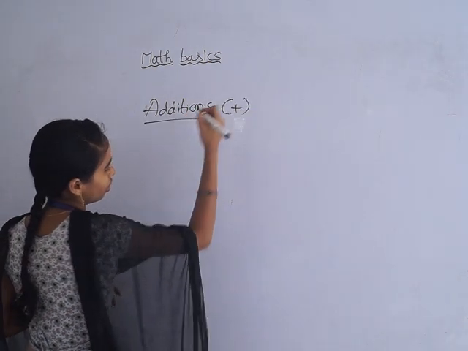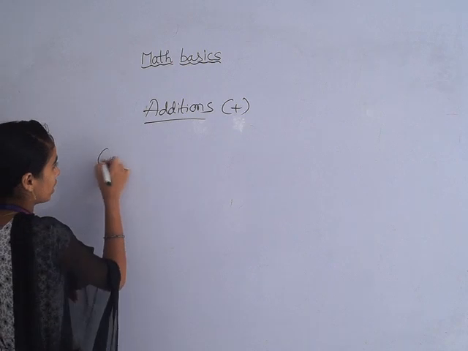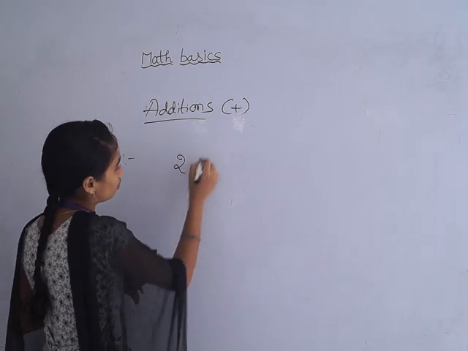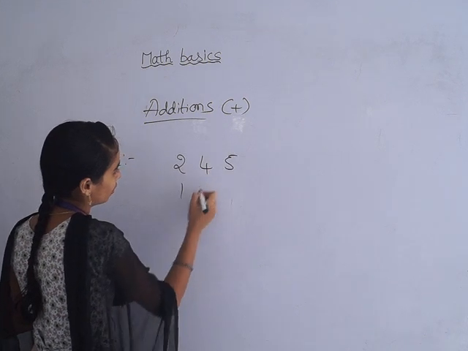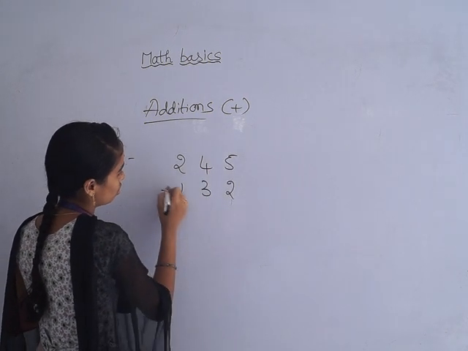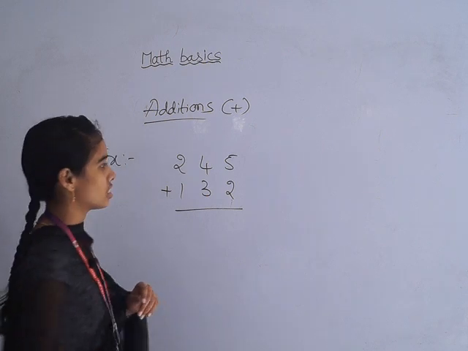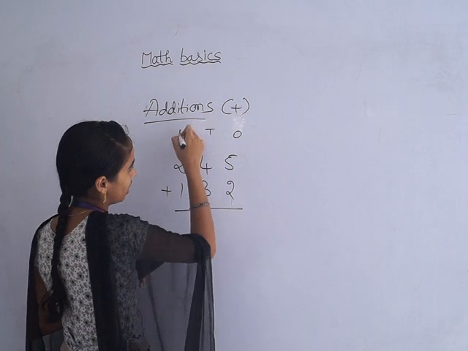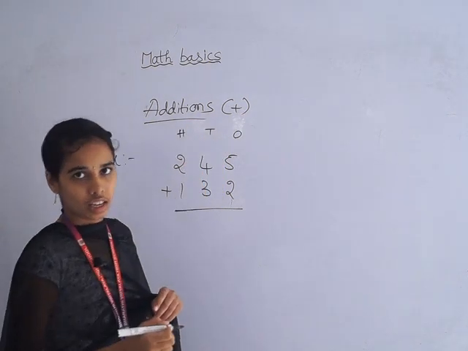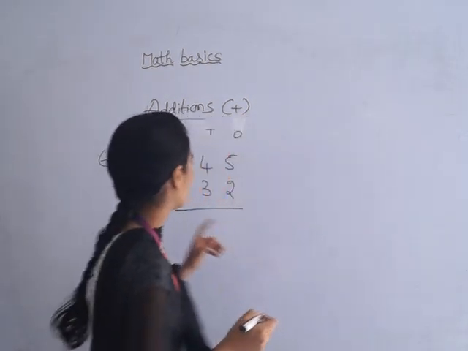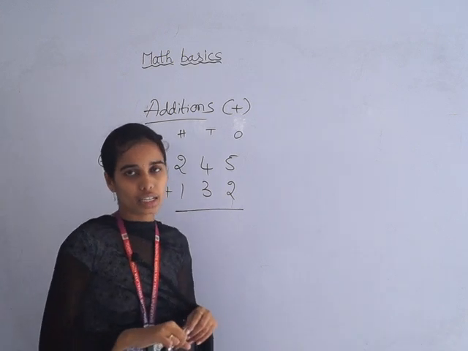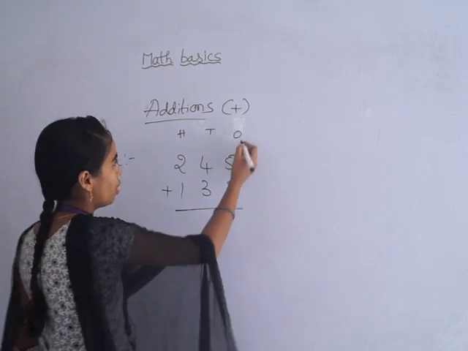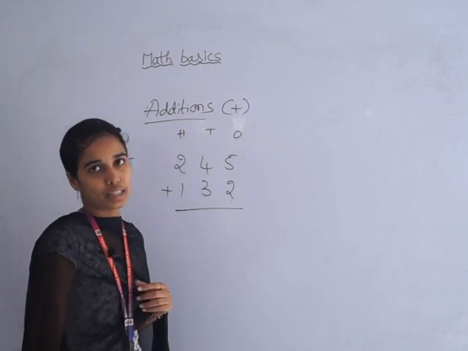So what is the symbol of addition? That is plus. For example, first I am saying without carrying: 245 and 132. So I am taking 3-digit numbers. After giving the numbers, write the place values on top of the numbers. Why are we writing place values in additions? We know that we always have to start from the ones place. That's why I am writing the place values.